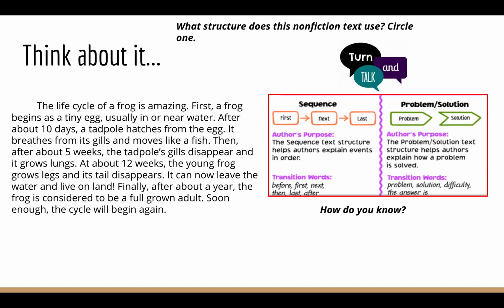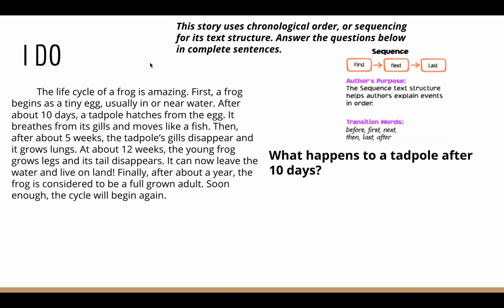There were some clues throughout this text that tell me what type of text structure it uses. I see words like first, after that, then, finally. So those were some huge hints to me that the structure being used here is sequencing, or as we also can call it, chronological order. So not only are we going to practice identifying what type of structure is used, but we're going to answer questions about it as well, as we have been all week.